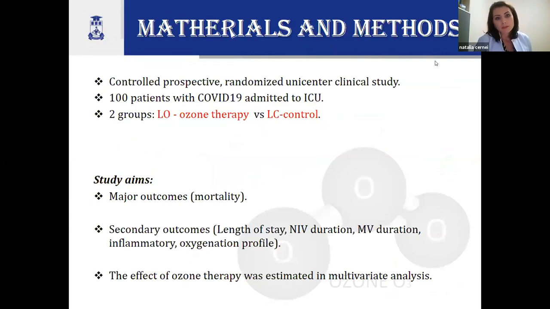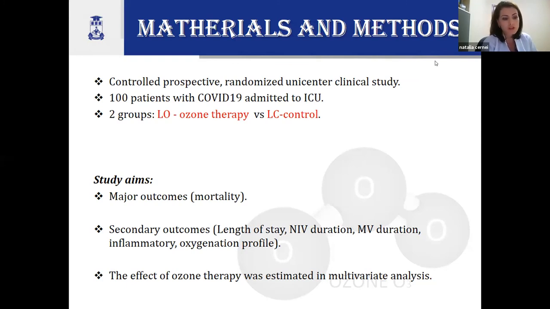Deci, cum vă spuneam mai sus, am efectuat un studiu controlat, prospectiv, randomizat, unicentric, compus din 100 de pacienți internați în unitatea de terapie intensivă, divizat în două grupuri. Grupul supus terapiei cu ozon și grupul de control. Ei au fost divizați aleator, absolut aleator, și au constituit câte 50 de pacienți în fiecare grup.